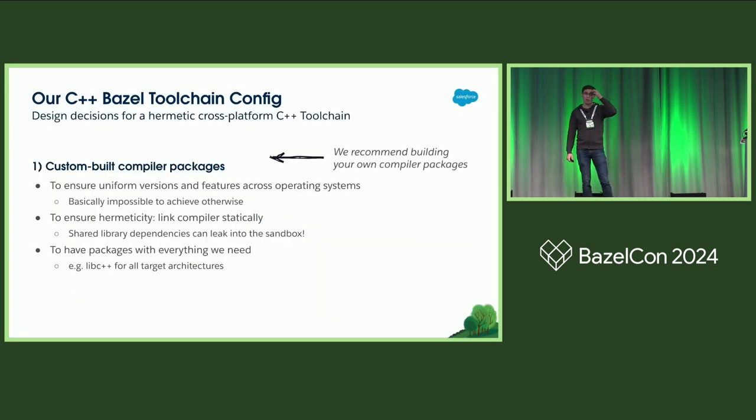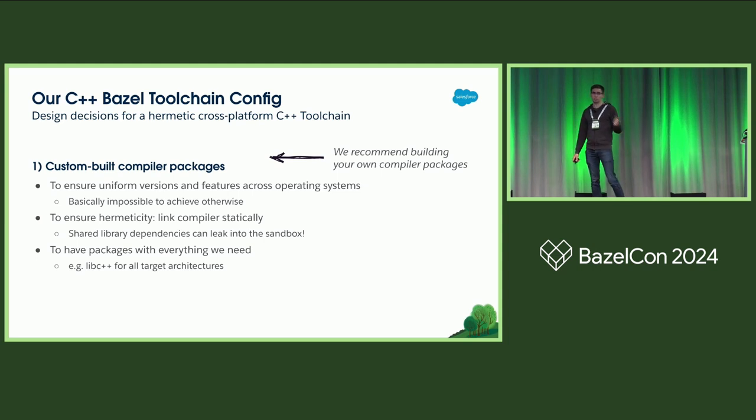But let's talk about the design decisions that we took to get to a really fully hermetic C++ toolchain. One point that we realized was it's really important that we build our own compiler packages, because we want to have the same compiler version, the exact same compiler feature set, on all operating systems. And if you've ever tried to install this exact same compiler version on several operating systems, that's basically impossible. So we have to do it ourselves.